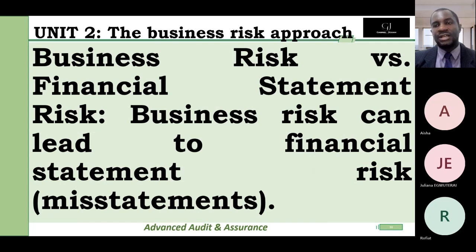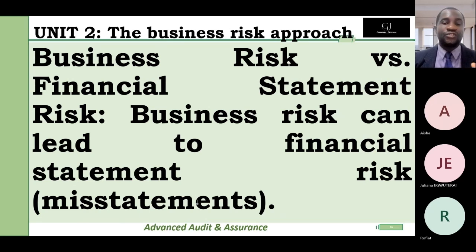So let's look at business risk and also financial statement risk. What's the difference? Business risk can lead to financial statement risk, which is material misstatement, because your business risk starts from your business strategy. Once the business strategy is wrong, it will lead to wrong financial statements or material misstatements. It means that business risks are broader. They affect the entity's overall performance and survival in the market, while financial statement risks are specific.